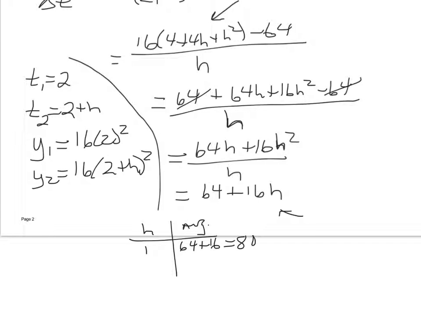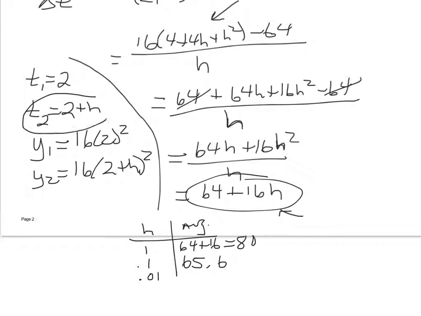If I put in something smaller, let's say I only go 0.1 seconds after 2, so I'm at 2.1 seconds now, and I put in 0.1 for H, I'm going to get that 65.6 is my average speed, feet per second. And what if I make it even smaller, so I'm even closer to 2 seconds. If I put in H equals 0.01, that means I'm really only at 2.01 seconds, my average speed from 2 to 2.01 seconds turns out to be 64.16.